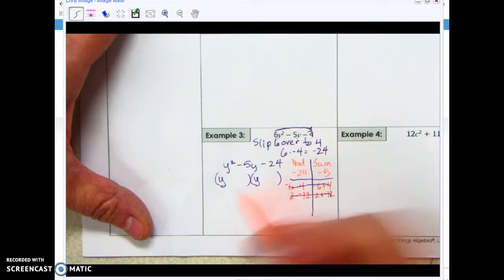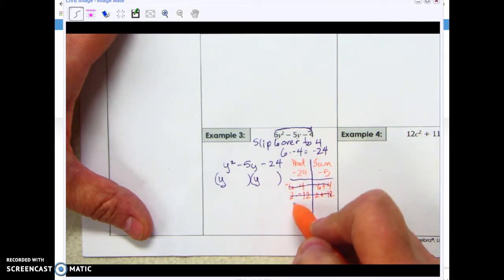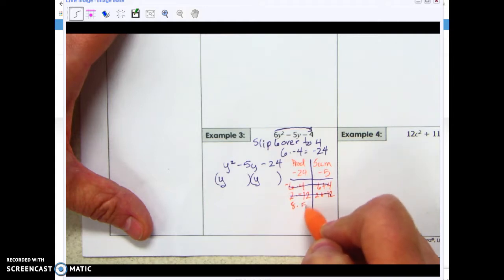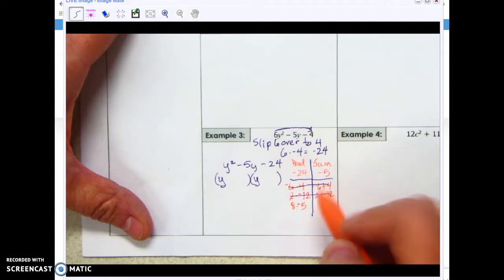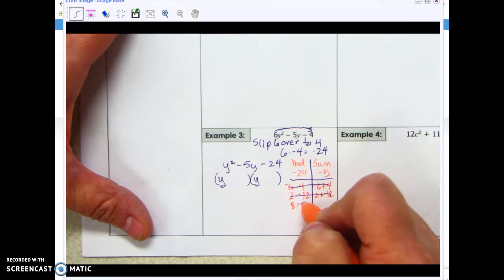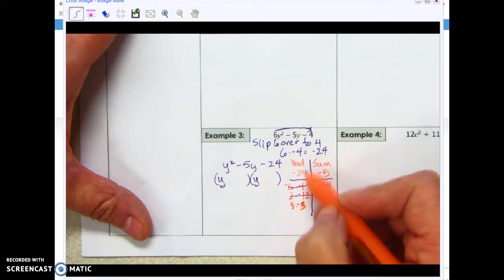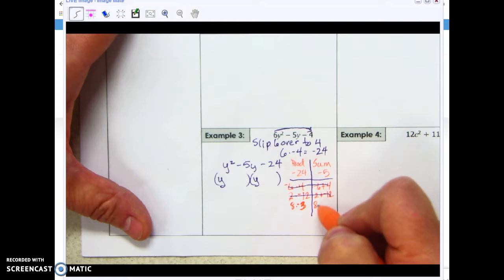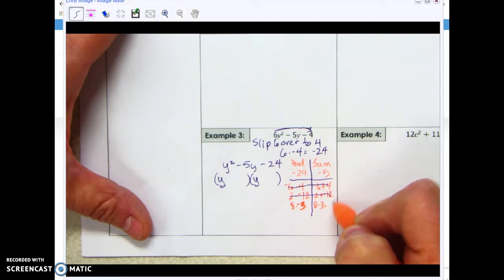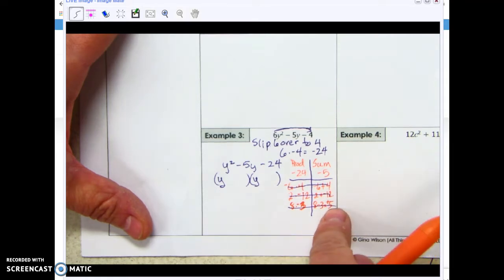So now I come up with another combination that will give me -24. And let's try 8 times 3. So that will definitely give me, again, -24, but now 8 minus 3. Does that give me -5? No, it doesn't. It gives me +5. So that didn't work, but now I just think the combination was there. I got a 5 here, but it was positive.